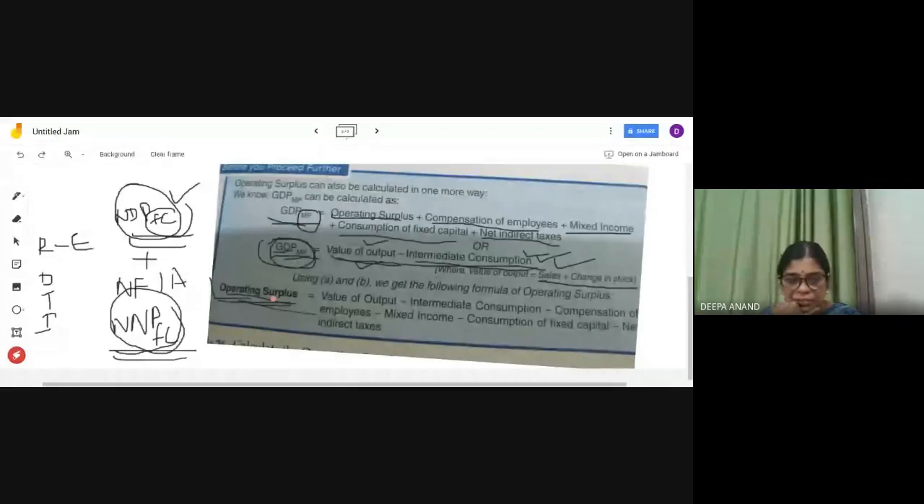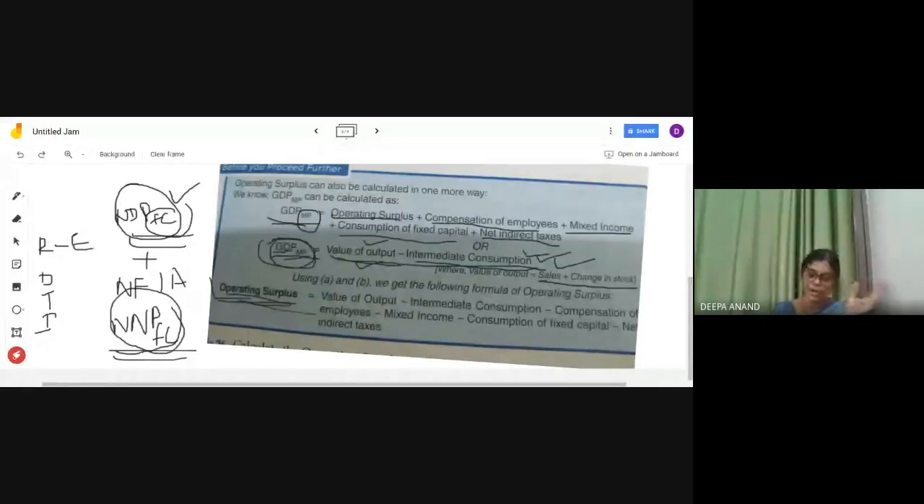Okay, actually this is this. So that is nearly the solving of this like a GDP MP. If you write value of output minus intermediate consumption, operating surplus is equal to this minus all these things. That is the equation. This is the derivation from this only. So operating surplus is actually the actual business income. So this particular equation has been derived from here. So just remember this operating surplus equation and the other equation.